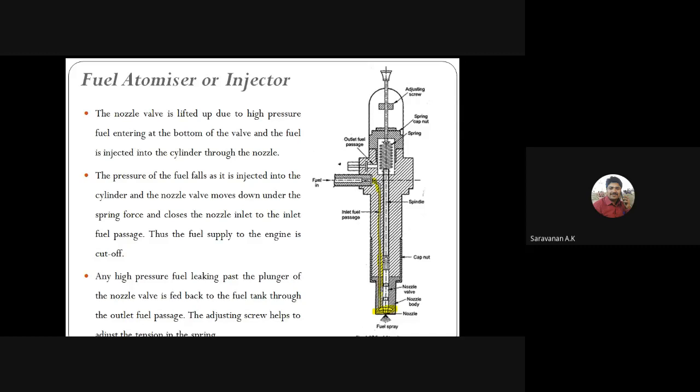Once the high pressure fuel comes to this passage, what will happen? The valve will be pushed in the upward direction. The fuel will pass through this nozzle to the chamber. This is the working of the fuel injection, or fuel atomizer.